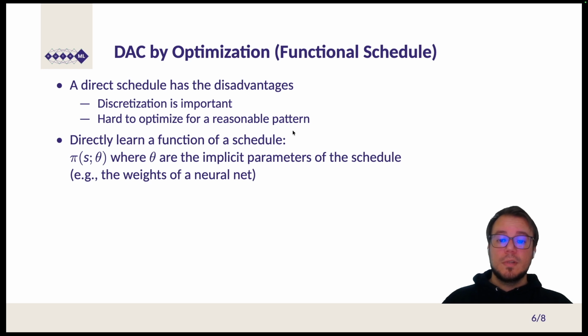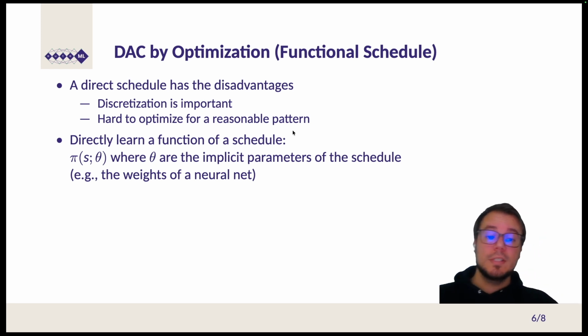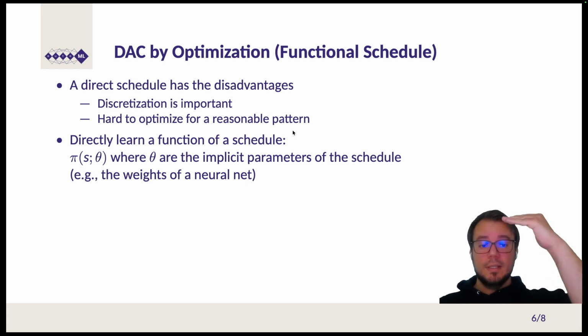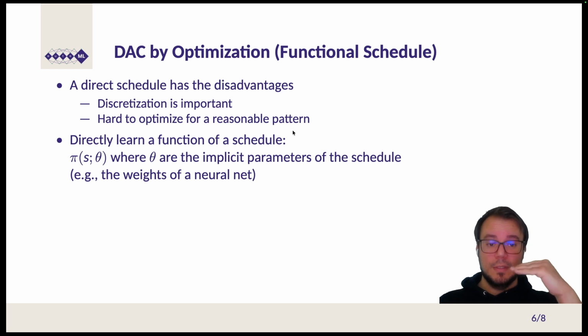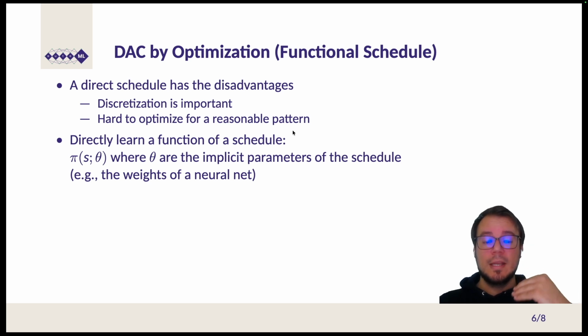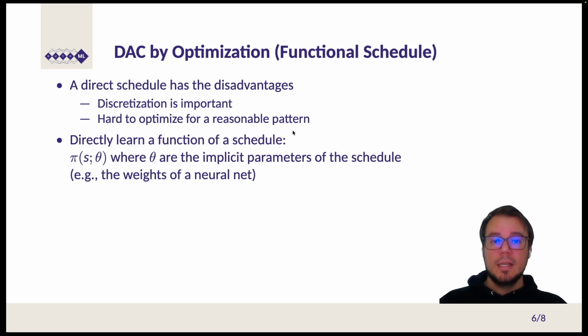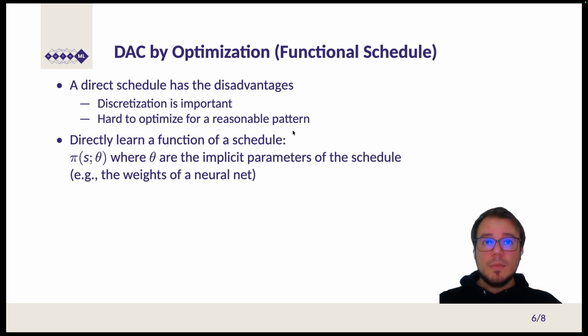So the discretization, for example, is extremely important, and it's hard to optimize for a reasonable pattern. And these hyperparameters often are not independent, right? So how you set the first learning rate should also inform how you should set the next learning rate, and so on. And you shouldn't have these erratic jumps up and down all the time. So knowing how the previous value was set should also be taken into account there, which is not the easiest in the direct optimization approach.